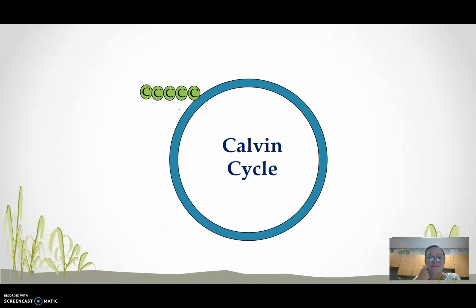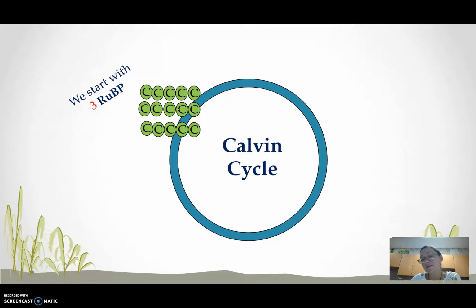Okay, so the Calvin cycle, here we go. We're going to start with a 5-carbon molecule. This molecule is called RuBP. That's the nickname. But here we have 5-carbon RuBP, and we have 3 of them. So here you can see there's 15 carbons that are present. So at the end of the Calvin cycle, there should be 15 carbons that we can use again.